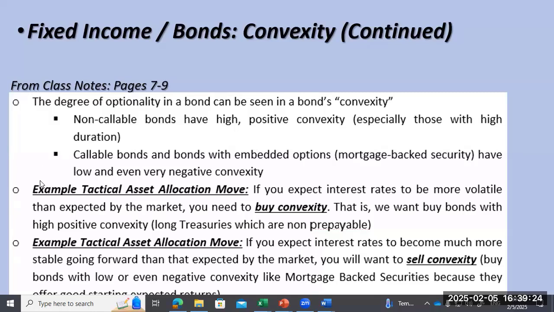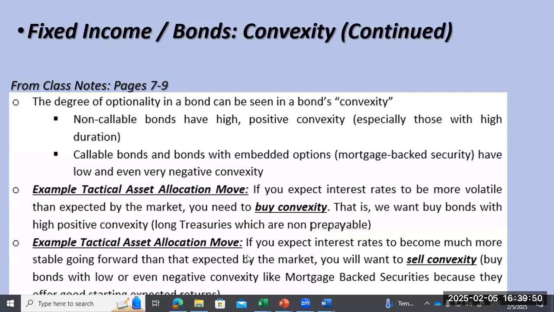So let me throw some terms out to you. If you can figure out how to do this in an interview, you'll get the job for sure, because I'm throwing out some really hard jargon. If you expect interest rates to be volatile, you want to what I call buy convexity. That sounds really cool, but essentially all that means is you want to buy bonds with high positive convexity, like treasuries and non-callable corporates. So you're not actually buying convexity, you're just buying bonds that have high positive convexity.